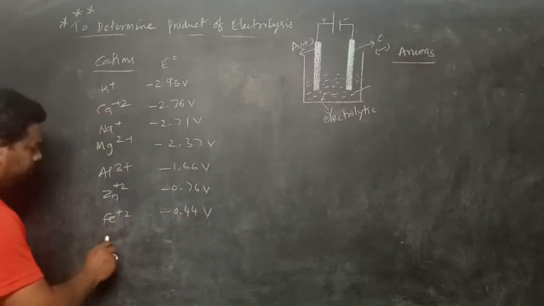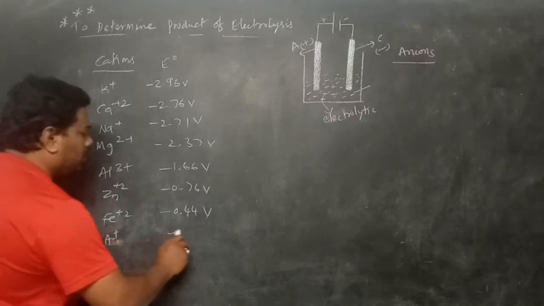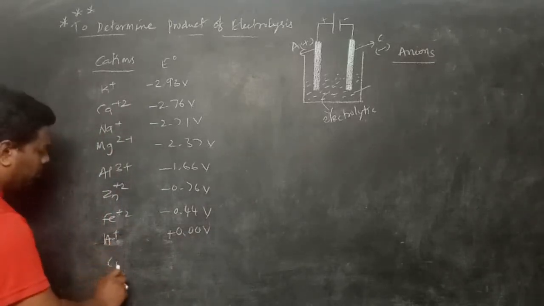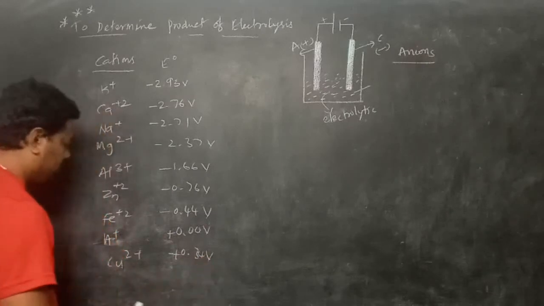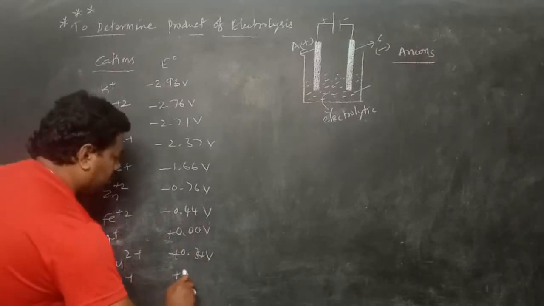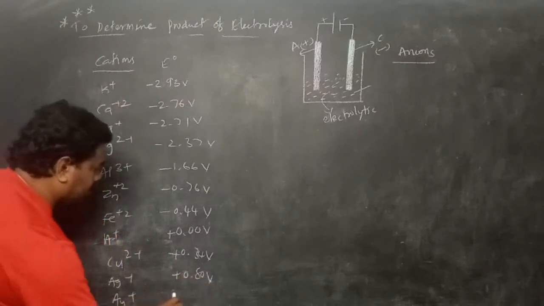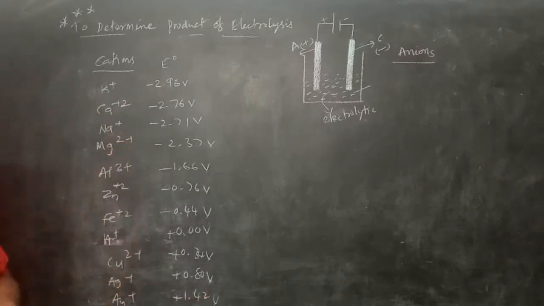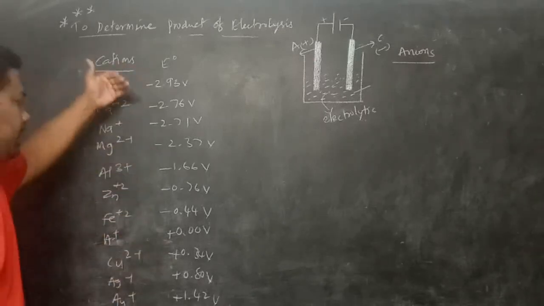Then H+, 0.00 volts. Then Cu2+, 0.34 volts. Next Ag+, 0.80 volts. Au+, 1.42 volts. So these are the standard reduction potential values of the various metal ions that I have mentioned here.